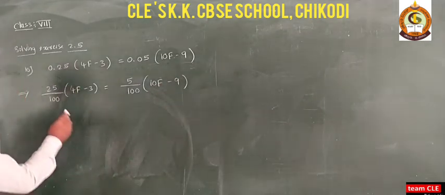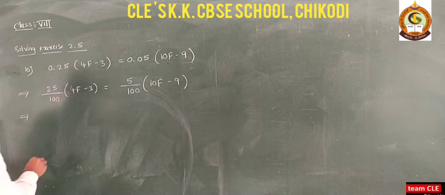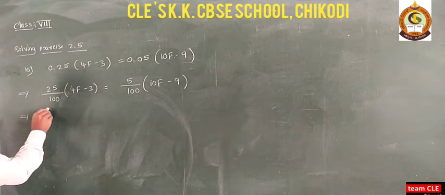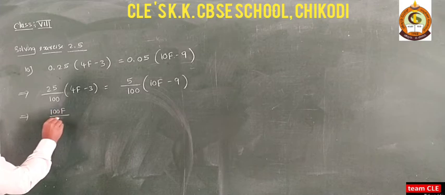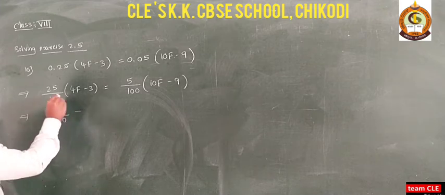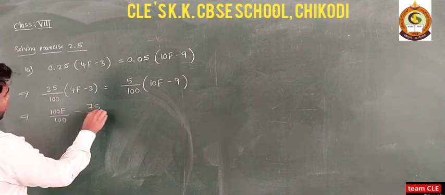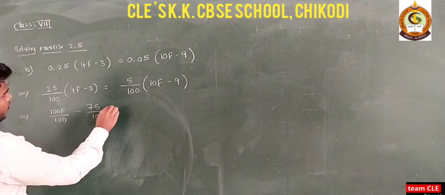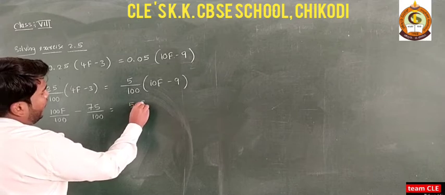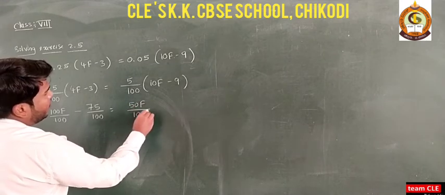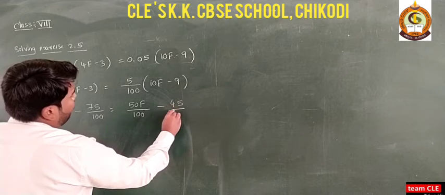Okay, so next you have to multiply the inside. Inside the bracket you have to multiply 25 fours are 100. So 100f whole divided by 100, minus 25 threes are 75. 75 by 100 is equal to, again, 5 tens are 50, 50f by 100, minus 9 5s are 45 whole divided by 100.